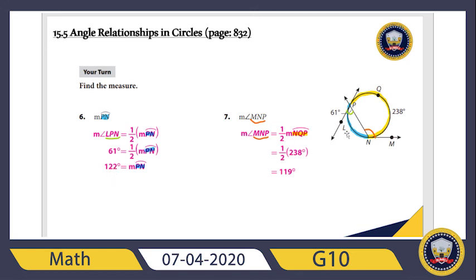Alright, now what about the angle MNP, the red one? Okay, so I'm going to apply the same theorem. I know that MNP will be equal to half of the length of the arc PQN, or NQP, which is the same arc. Now, NQP is 238, multiplied by half gives me 119 degrees. So the measure of my angle MNP is equal to 119 degrees.